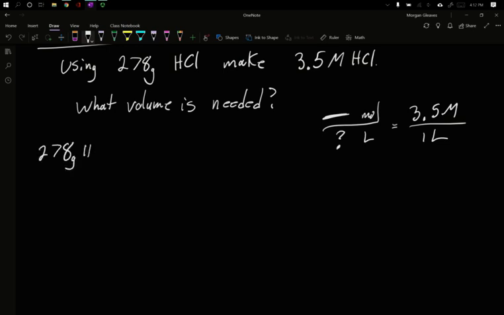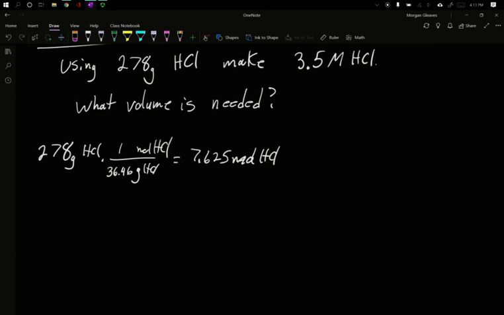278 grams of HCl. Get out of grams of HCl into moles of HCl. Well, 35.45 plus 1, 36.46 if I want to round up, grams of HCl to 1 mole. We'll find that this comes out at 7.625 moles of HCl. So I have a large number of moles of HCl, way more than 3.5. We're going to need a bigger volume to make this work.